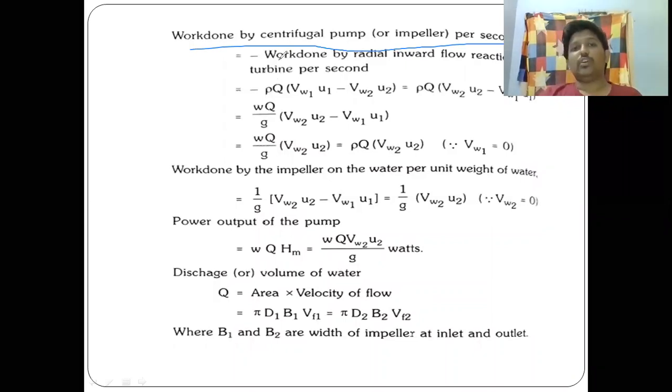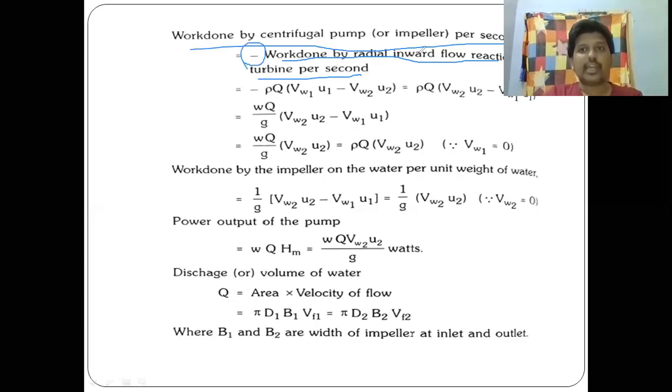How you are writing is work done by the radially inward flow reaction turbine per second. Why? Because we are explaining that the centrifugal pump is very similar to the reaction turbine. So if you want to find the work done for a centrifugal pump, we need to write about the work done for a reaction turbine. But there is a problem here: we have a minus term indicating here. Why we are indicating a minus term here is because we are moving water against its gravity, right? That's the reason why we have a minus term here.